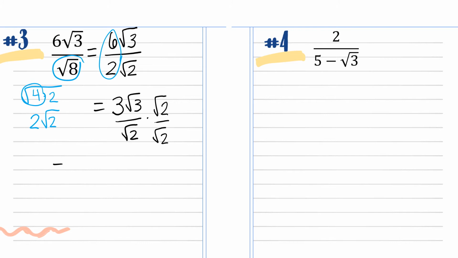So multiplying straight across, we have 3 times the square root of 3 times the square root of 2. Remember, you can multiply inside your radicals just like we did over here. So this gives us the square root of 6 over the square root of 2 times the square root of 2, which is the square root of 4, but we know the square root of 4 is just 2, so we can go ahead and finalize our answer as 3 square root of 6 over 2.